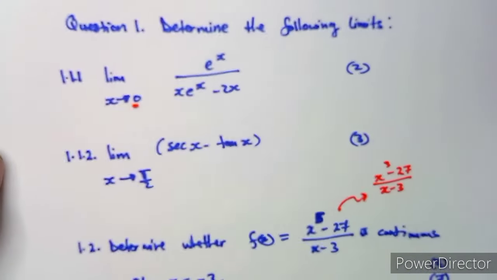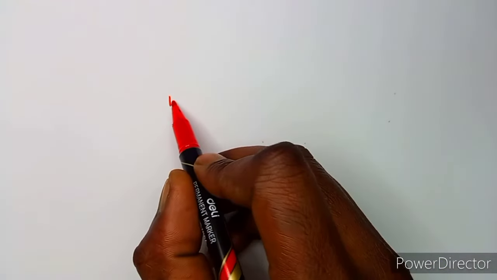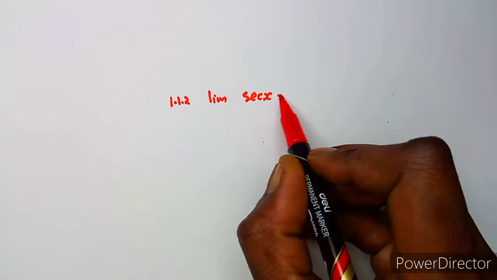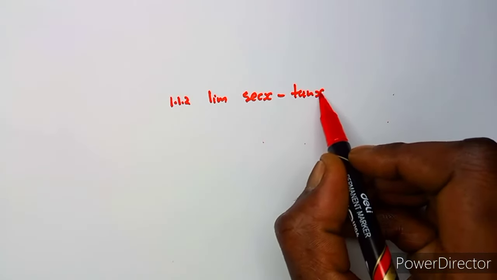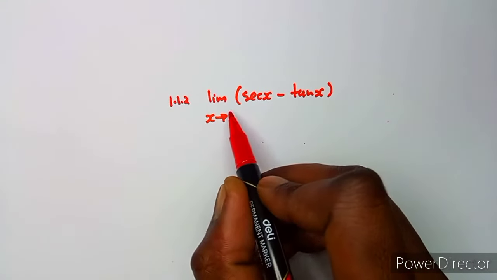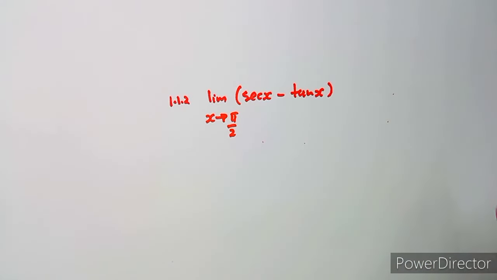All right, then on 1.12 we are given the limit of sec x minus tan x. All right, this is what we have, and we are given that x is supposed to approach pi over 2. X is going to approach pi over 2, which is actually 90 degrees, because remember 180 degrees is equal to pi, or you can just use your calculator in radians.